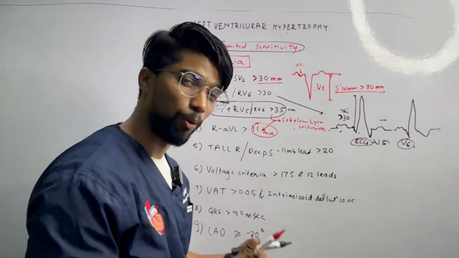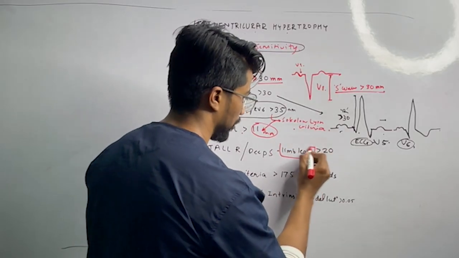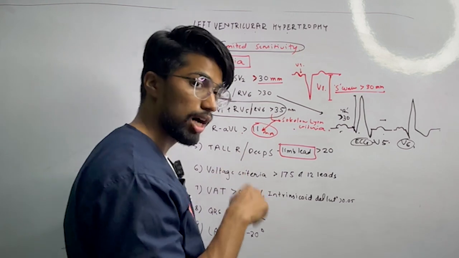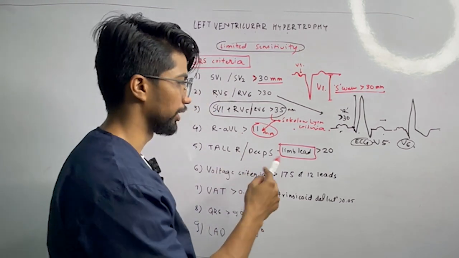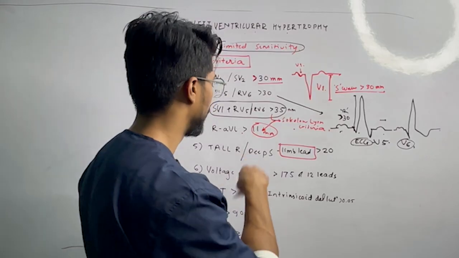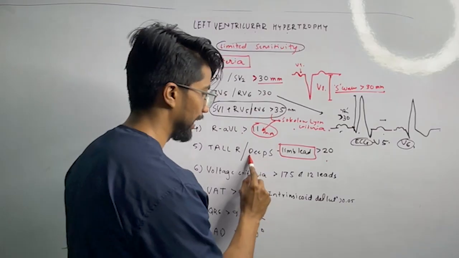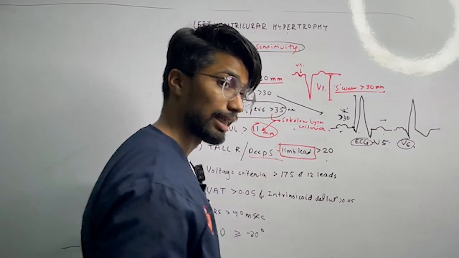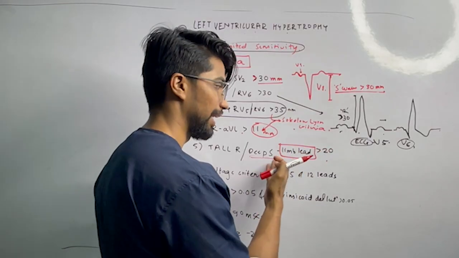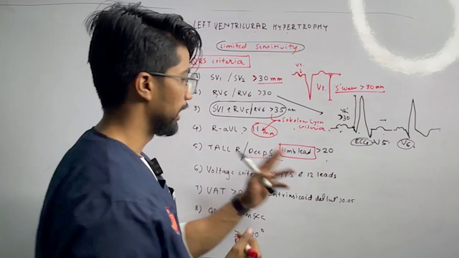Now let's quickly jump on to other criteria, where in the limb leads, which are your 2, 3, AVF, 1, AVL and AVR, you are going to have either a tall R or a deep S. So in the lateral leads, for example AVL or lead 1, if you get a very tall R which is more than 20, that's also one of the criteria. And the deep S wave, on the right side lead, for example your AVR, that shows a deep S of more than 20, that is also going to be an example of LVH.